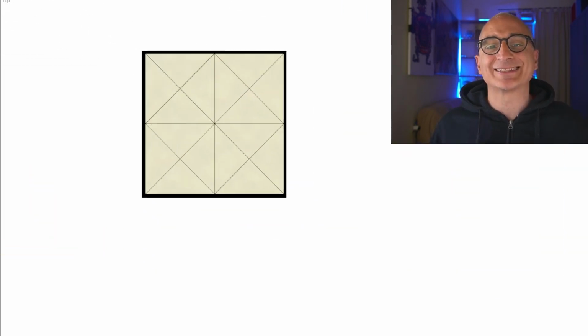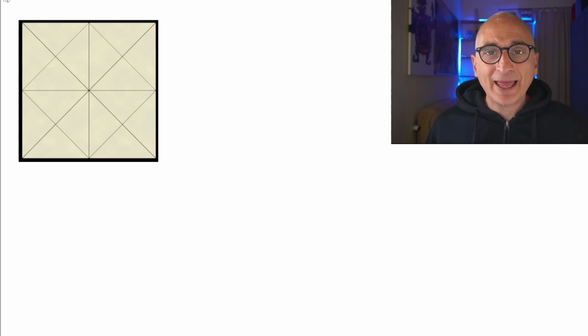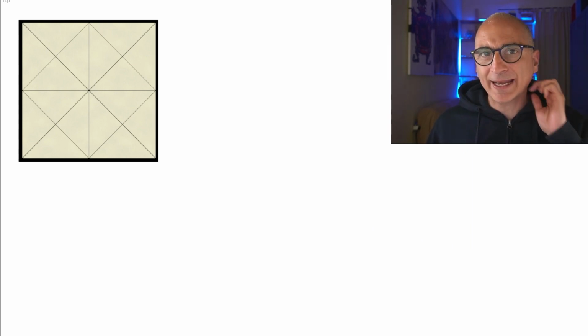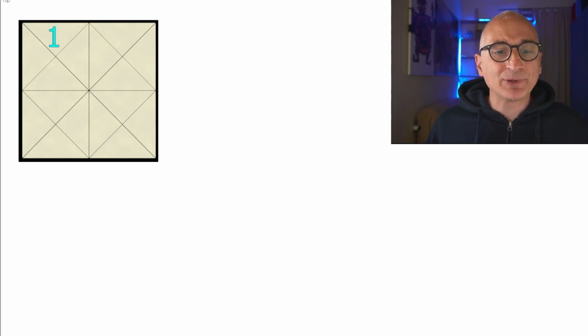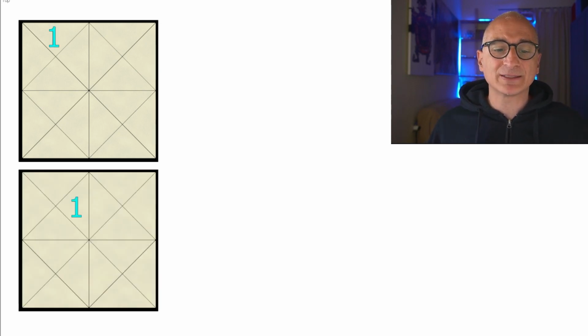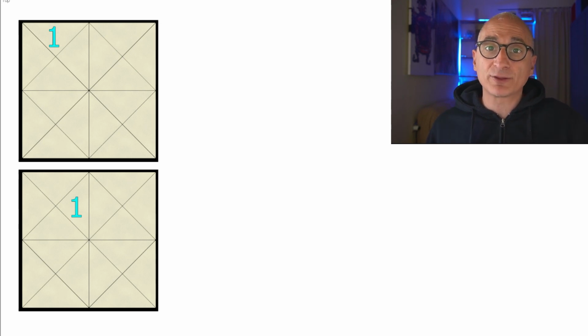So let's get started. Here's the grid, and first of all I have to think, where can I put the number 1? And I can put it right here, or I can put it there. And there are no other possible positions for number 1 because all the other positions are just the same with a reflection or with a rotation.